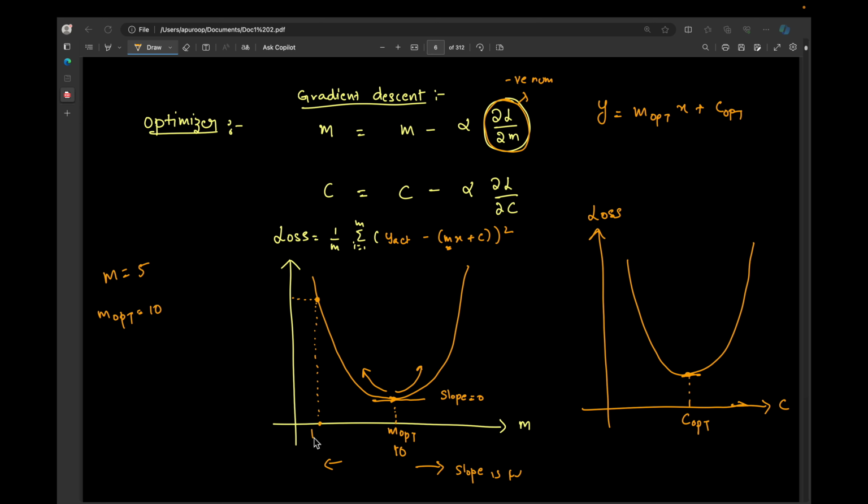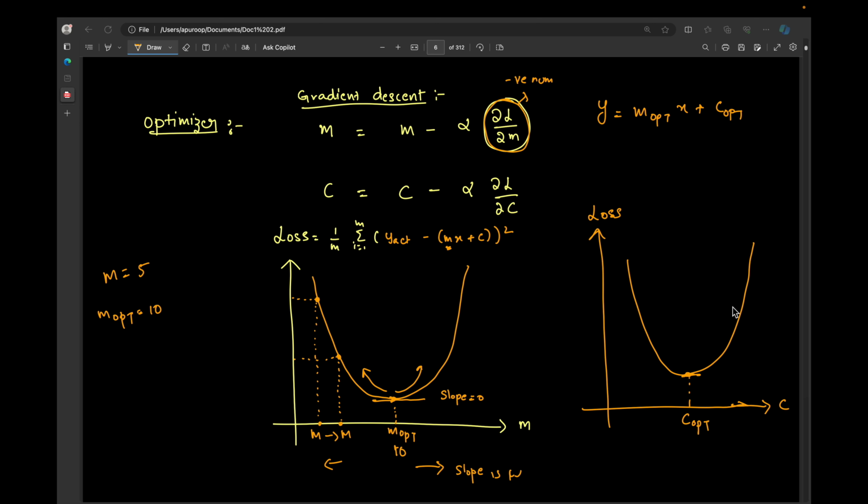This is our previous m value. This m will move towards m optimal because, as we are getting a negative slope, we are able to add something to it. So this will be my new m value and this will be my new loss. This is the previous loss and this is the new loss. Slowly it will move and reach the optimal. This happened in one update. Like that, we'll do several updates, and after several updates, we'll reach M optimal.